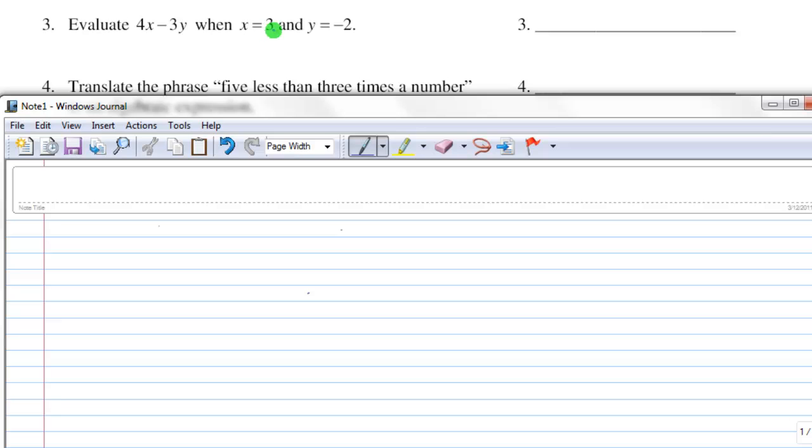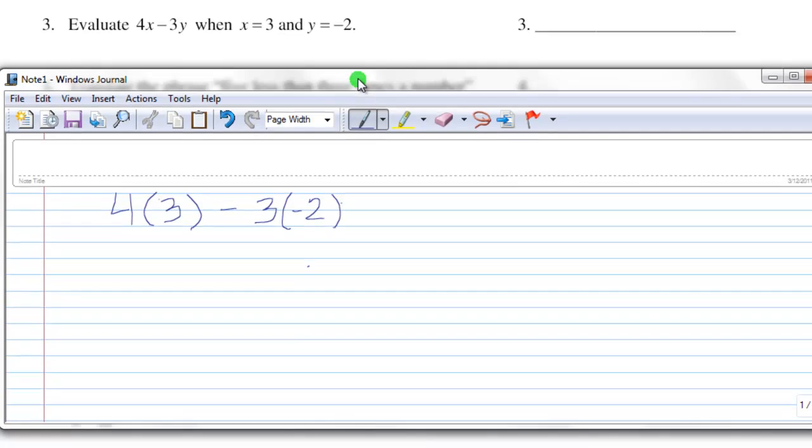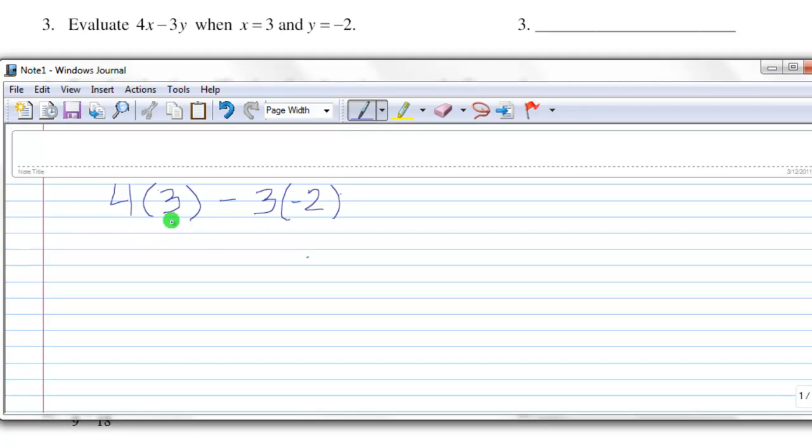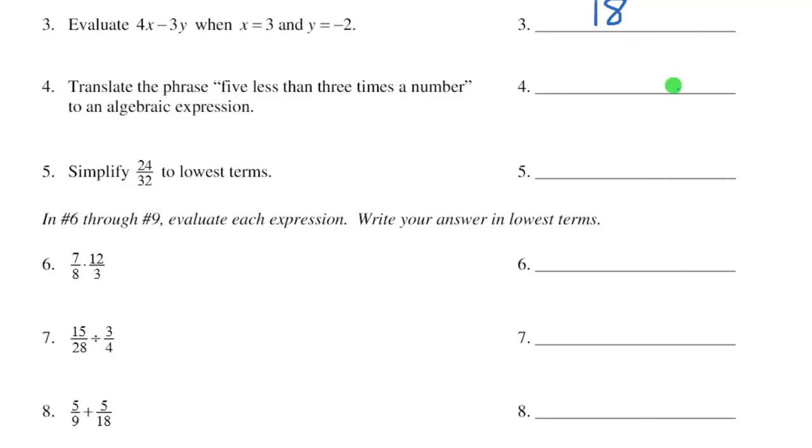Number 3 is another algebraic expression. This time we have two variables. We know x is 3 and y is -2. So we're going to substitute 4 times 3 minus 3 times -2. As you know from our order of operations, we need to do the multiplication before we do the subtraction. So we're going to multiply the 4 times 3, which gives us 12, and then subtract. Actually, I'm going to take that negative with the 3. -3 times -2 is a positive 6. So then I have 12 plus 6, which gives me 18. So number 3, the answer is 18.